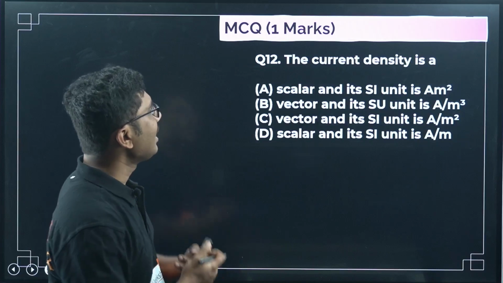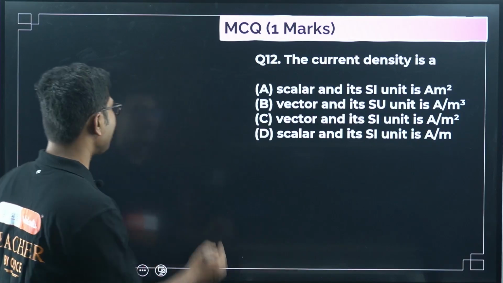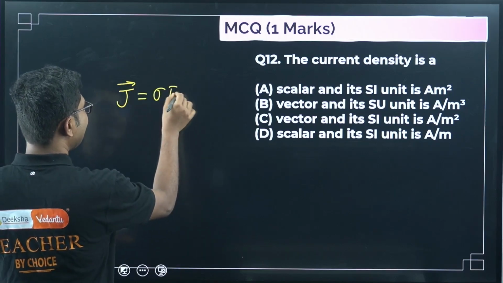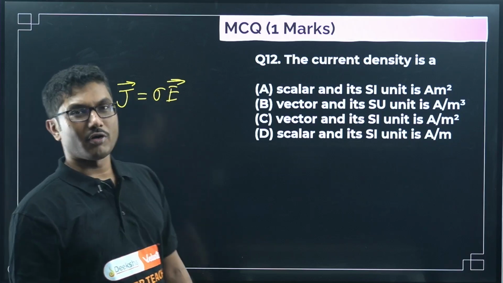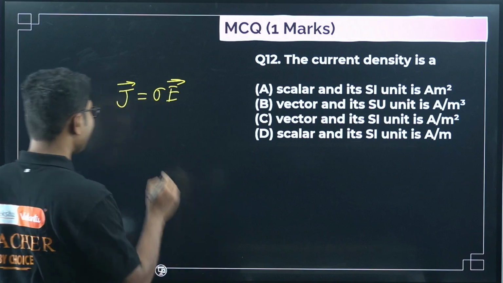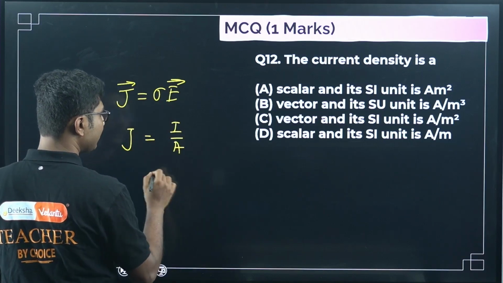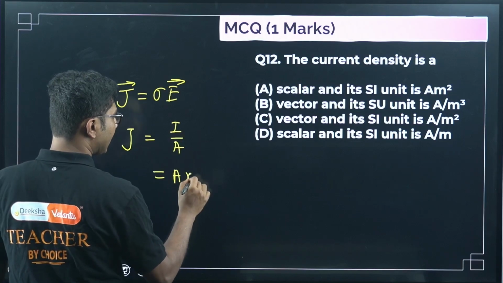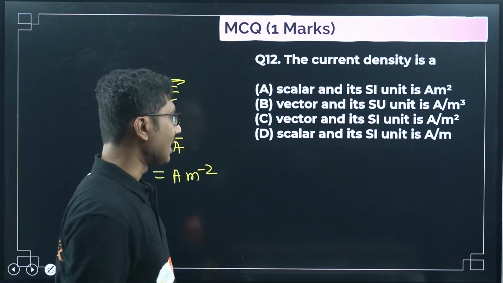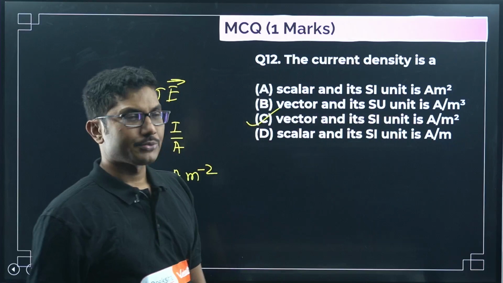Now question number 12. Current density is a vector. Obviously, current density is a vector. If you remember, J is the current density and it is sigma E. This is the alternative version of Ohm's law. So current density is a vector quantity. Also, we know that the scalar form is I by A, so its unit is ampere meter to the power minus 2. Current density is current through unit surface area. So it's a vector and its unit is ampere per meter square. So the correct answer is option C.